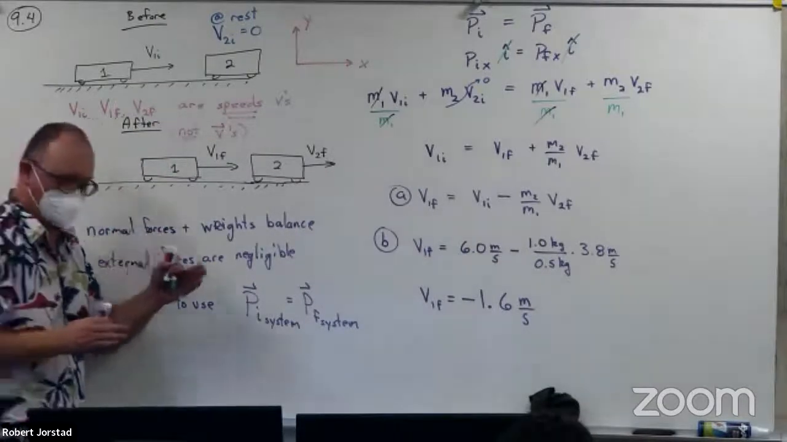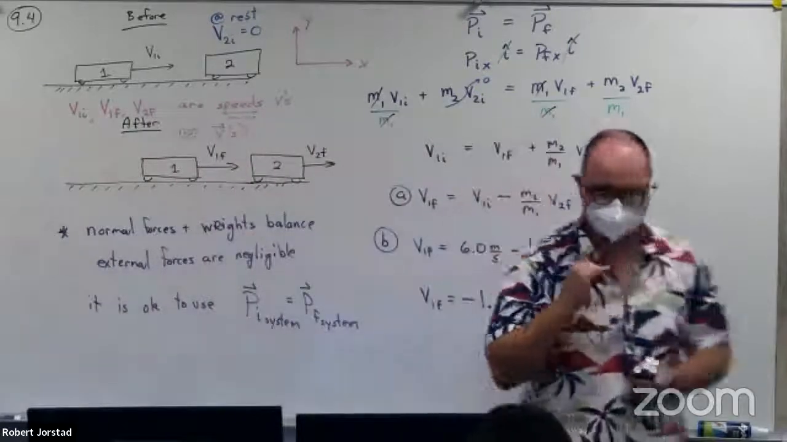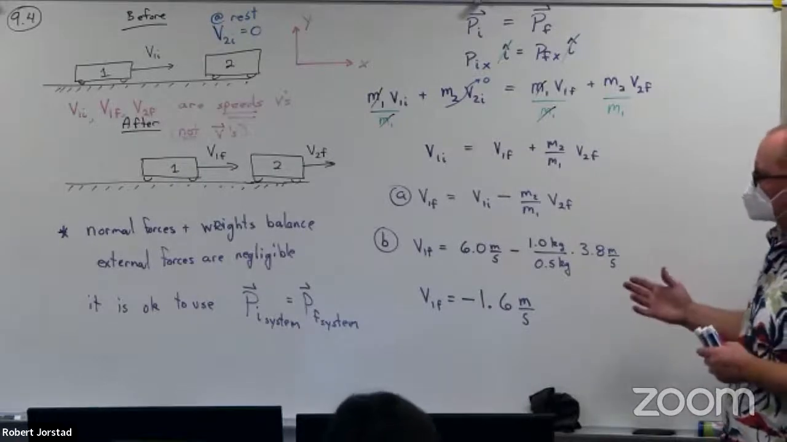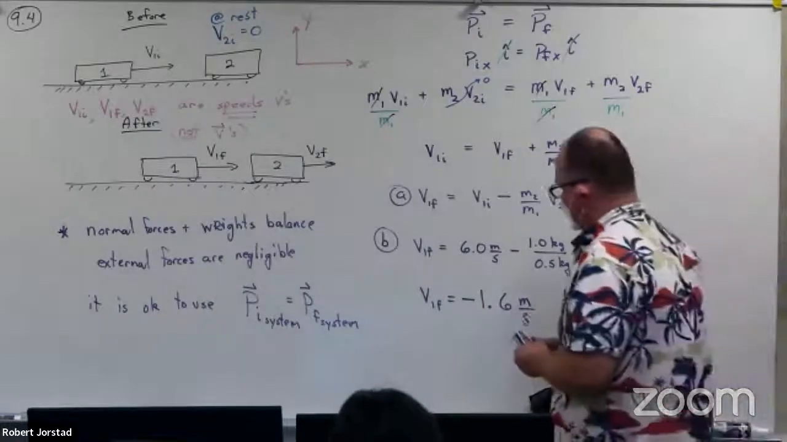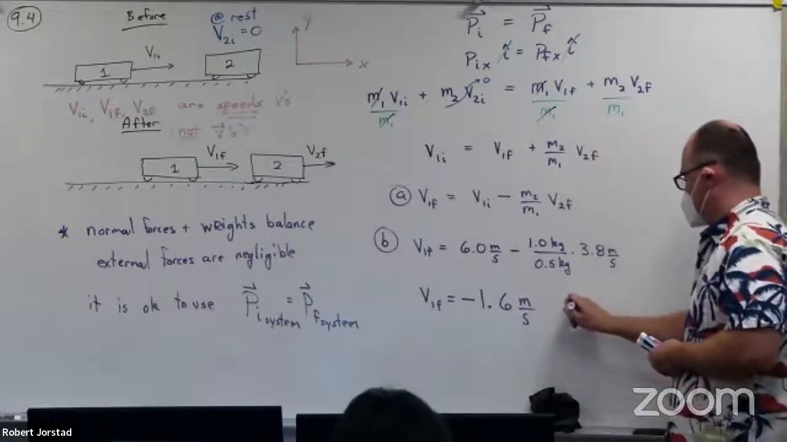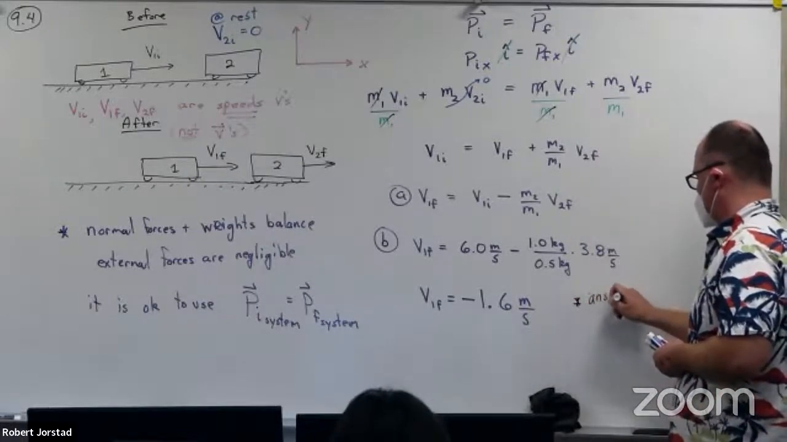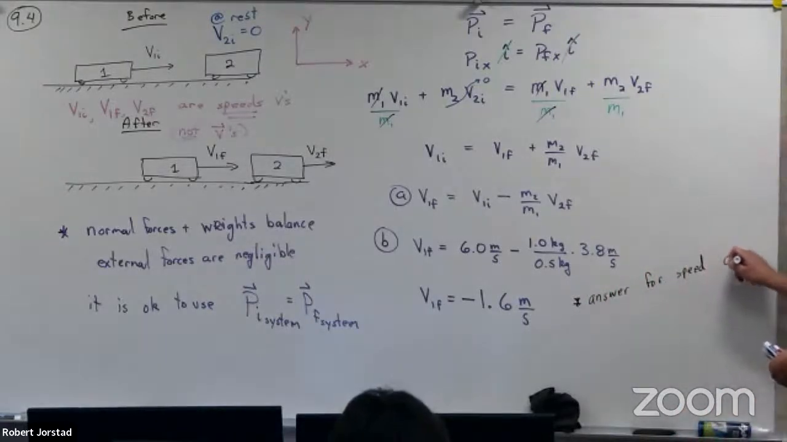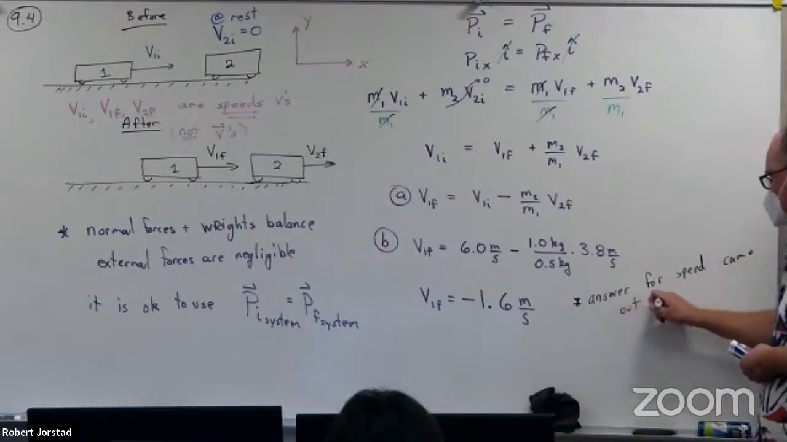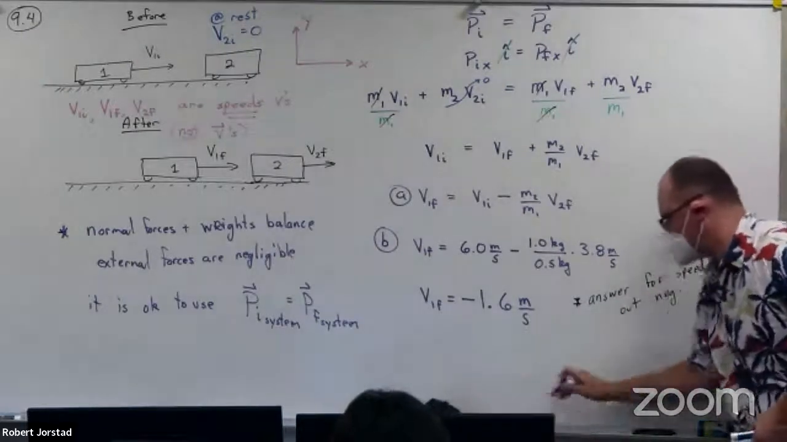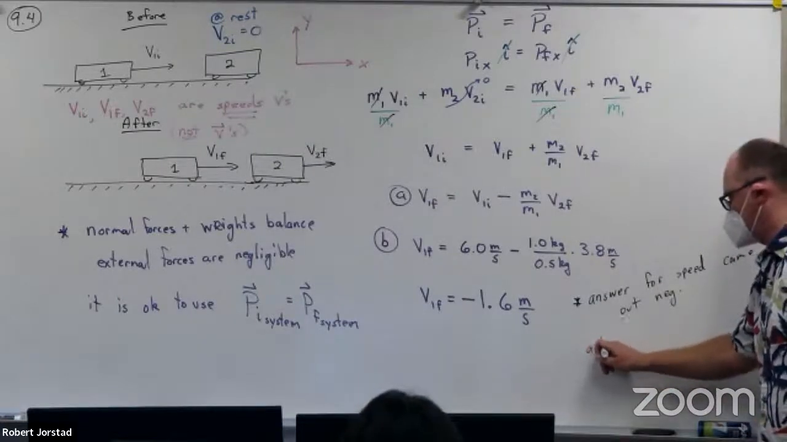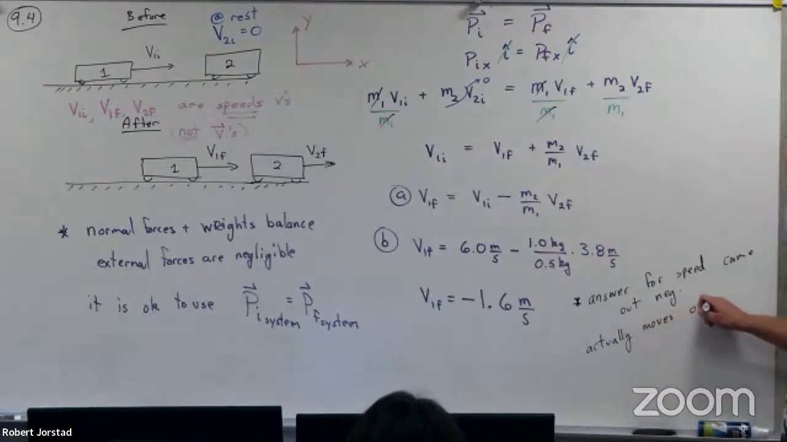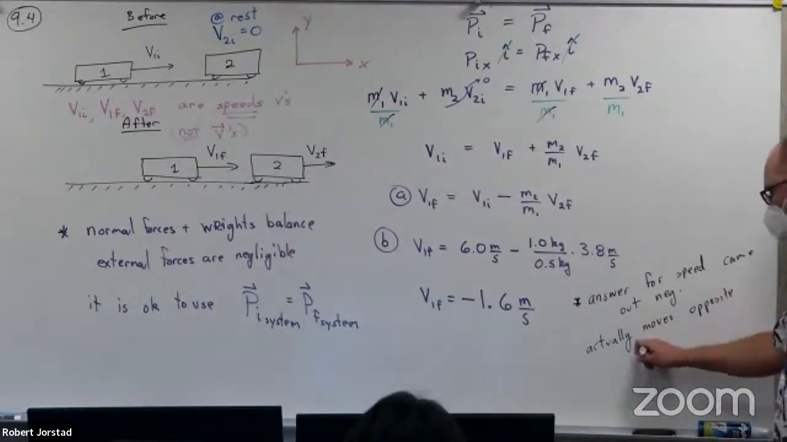Here's where we have to do a little thinking. This answer is correct. And so what's happening here is, I'm going to say it this way. Answer for speed came out negative. Actually, it moves opposite the direction drawn.